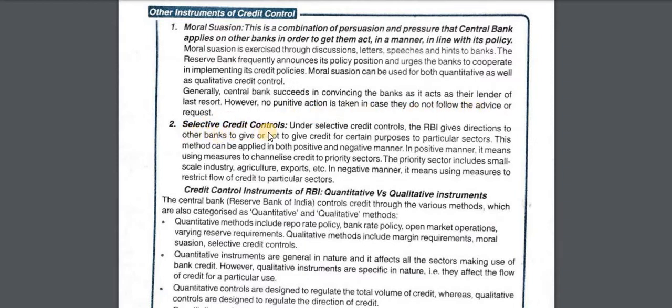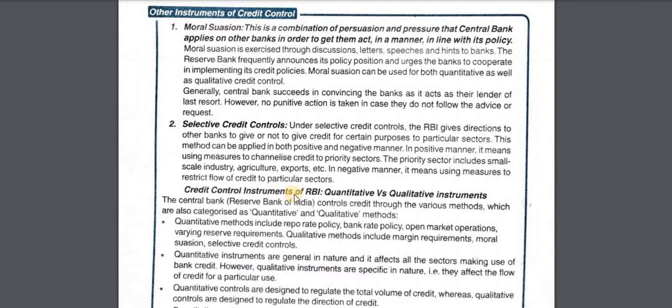2. Selective credit controls. Under selective credit controls, the RBI gives direction to other banks to give or not to give credit for certain purposes to particular sectors. This method can be applied in both a positive and a negative manner. In the positive manner, it means using measures to channelize credit to priority sectors. The priority sector includes small scale industry, agriculture, exports, etc. In the negative manner, it means using measures to restrict the flow of credit to a particular sector.